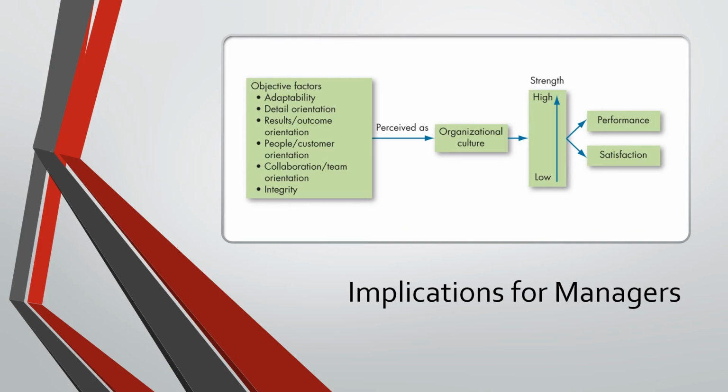This diagram depicts the impact of organizational culture. Employees form an overall subjective perception about the organization based on factors such as the degree of risk tolerance, team emphasis, and support of individuals. This overall perception represents the organization's culture or personality and affects employee performance and satisfaction, with a stronger culture having a greater impact.